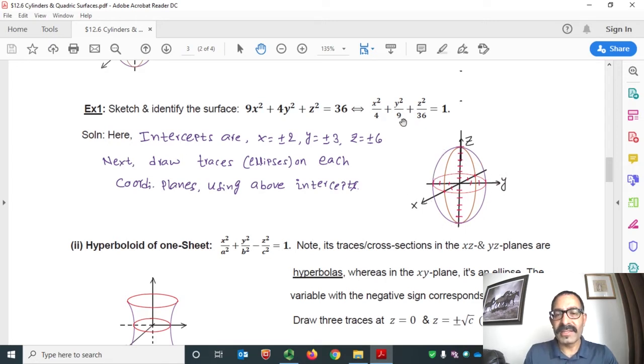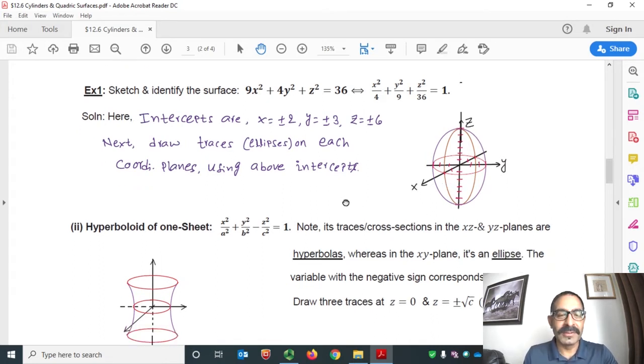And in the xz plane, y equals 0. X-intercepts plus minus 2, z-intercepts plus minus 6 is this brown ellipse. I hope this makes sense to you all. So these 3 traces give us a framework of this ellipsoid. Awesome. So let's move on.